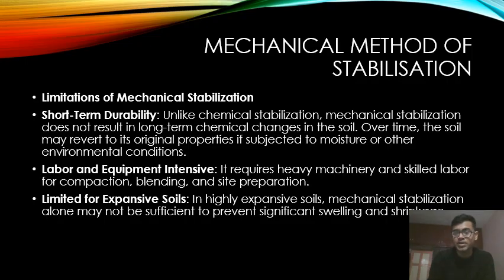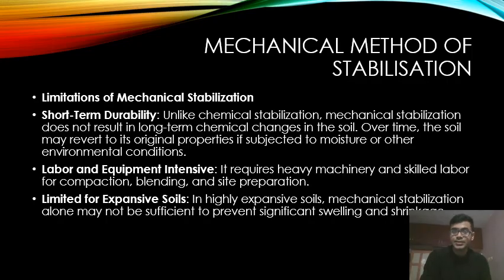Labor and equipment intensive: it requires heavy machinery and skilled labor for compaction, blending, and site preparation. This is a limitation also. It is limited for expansive soil. In highly expansive soil, mechanical stabilization alone may not be sufficient to prevent significant swelling and shrinkage. We are actually discussing the black cotton soil property. So the main thing is that for the expansive soil or the black cotton soil, only mechanical stabilization is not enough. That is what the limitation is saying.